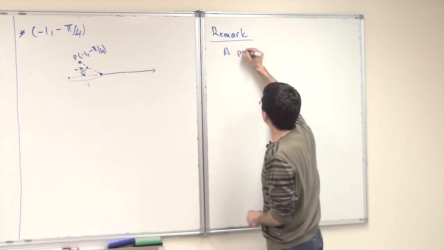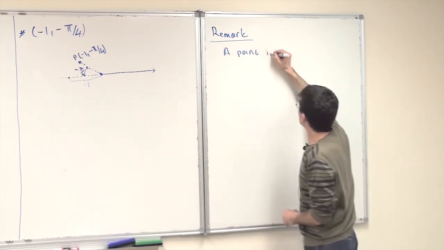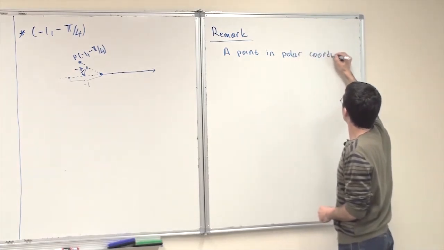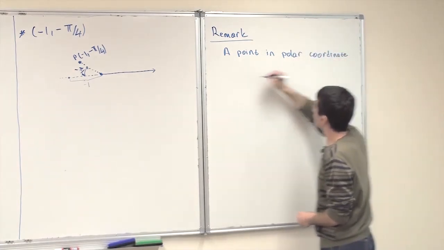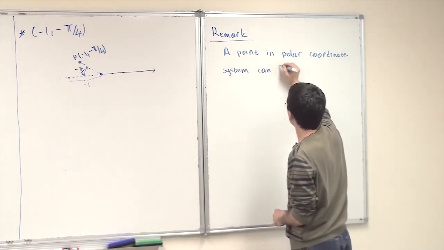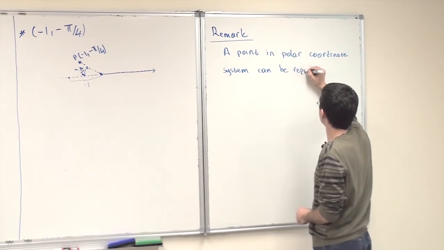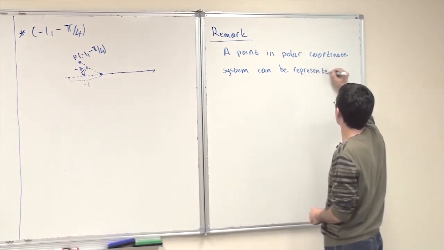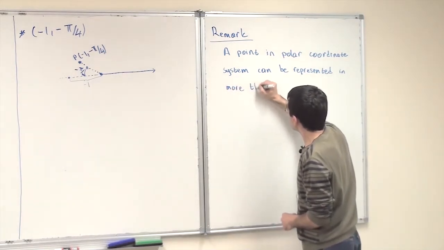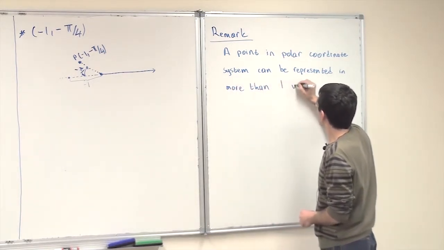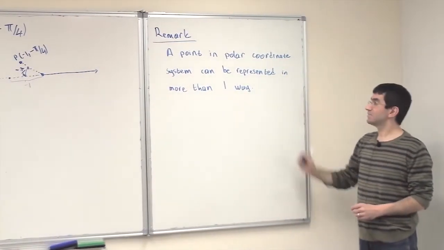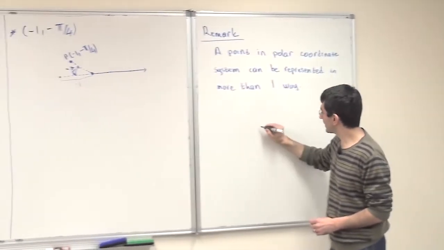So, a point in the polar coordinate system can be represented in more than one way. Let me give an example to this statement.